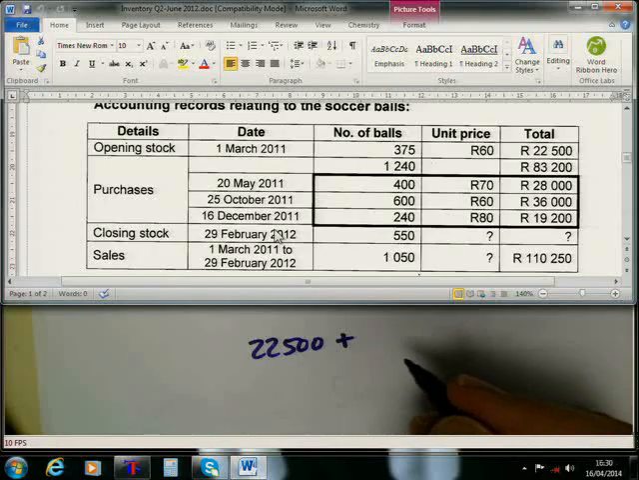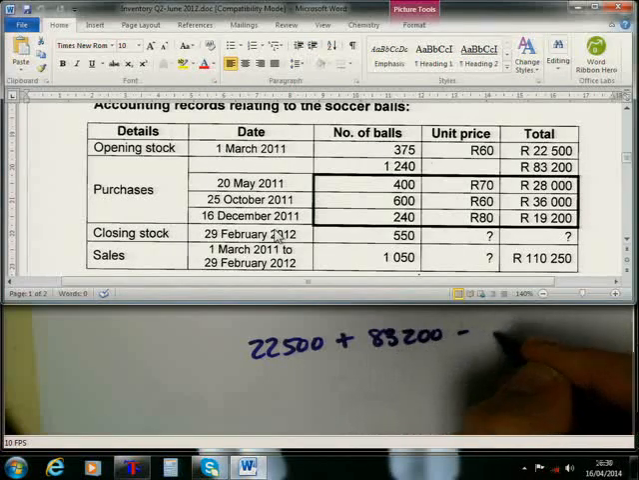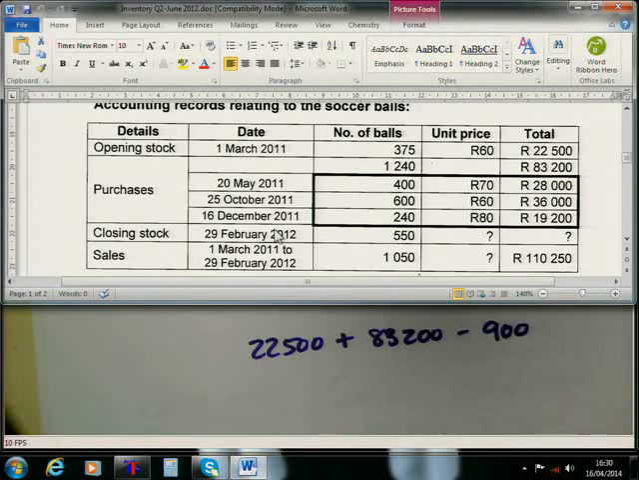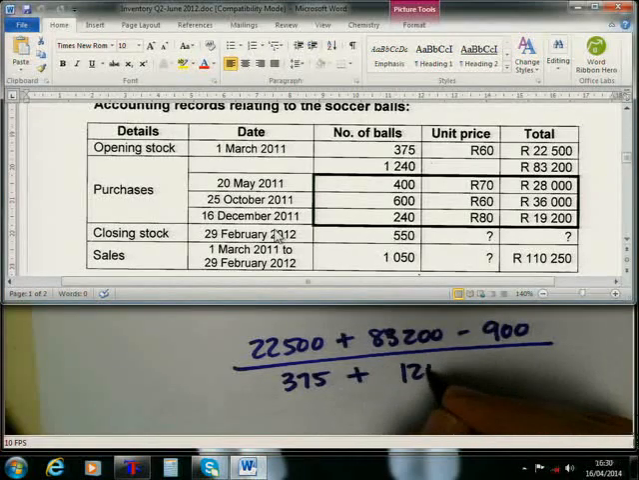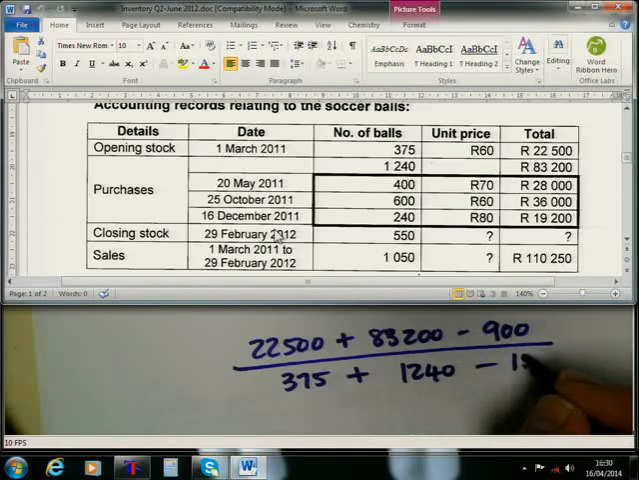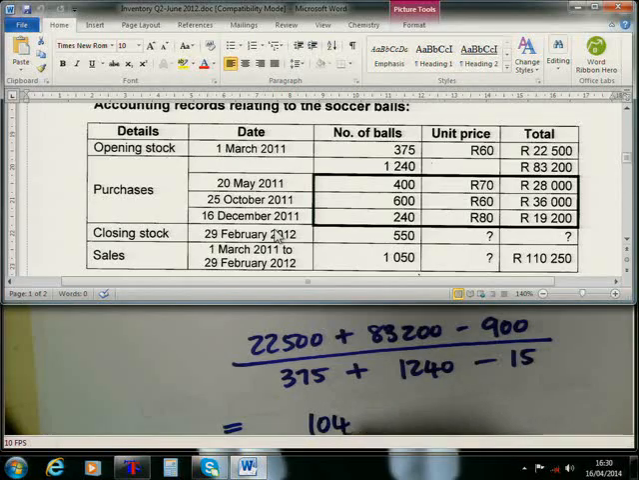We add the purchases of 83,200 in money, and we subtract the 900 that was stolen in money. Now we go to the quantities. It was 375 plus we bought 1240, and there was 15 missing. That gives you 22,500 plus 83,200 minus the 900 rand gives you 104,800.